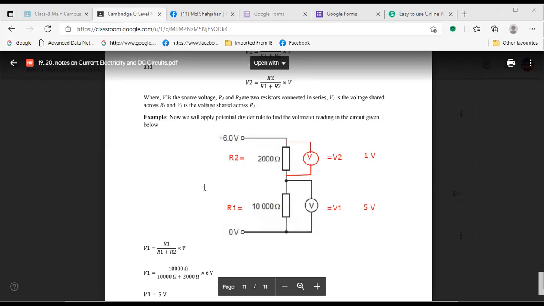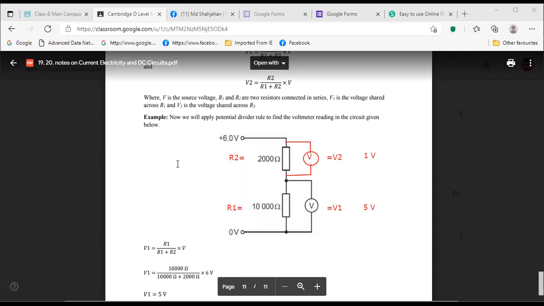So, are you done with drawing and writing? Yes, sir. Have you applied this formula for V2 and got 1 volt? Yes, sir. Similarly, we can do many questions like this.